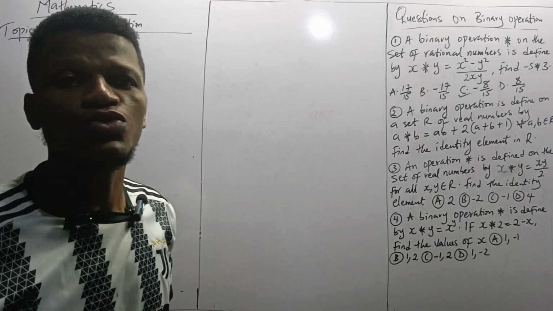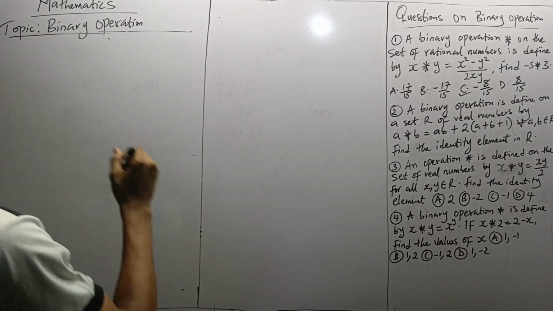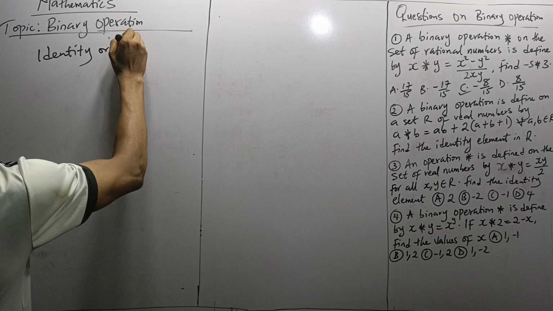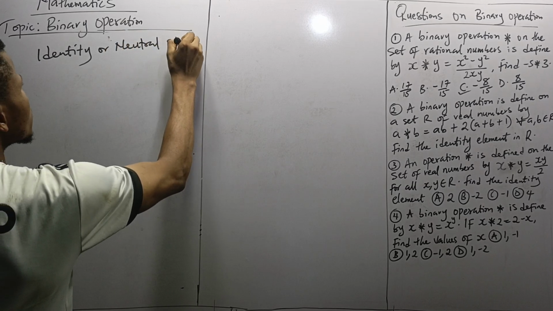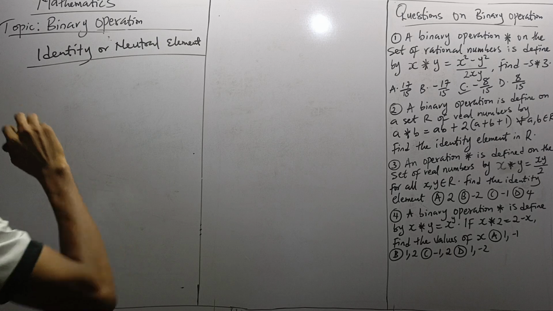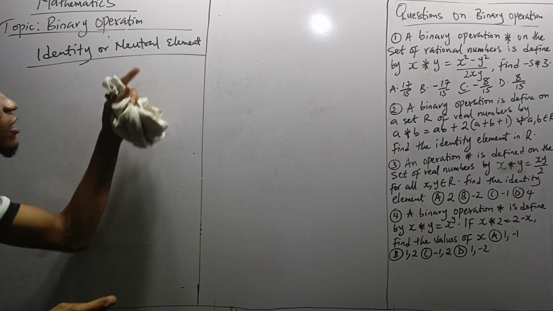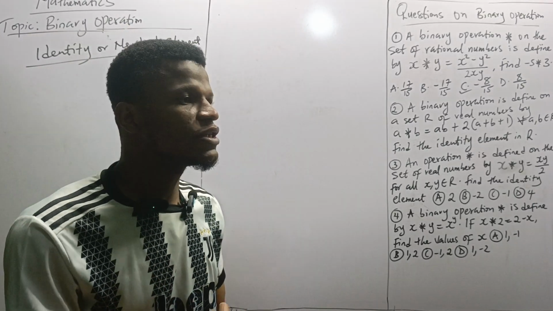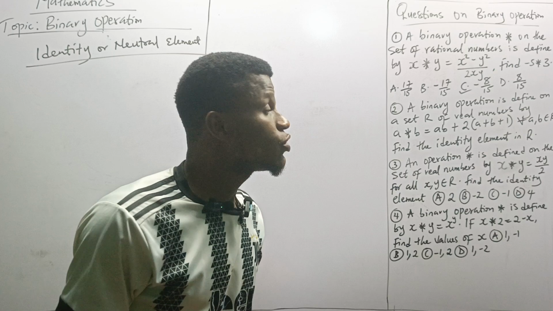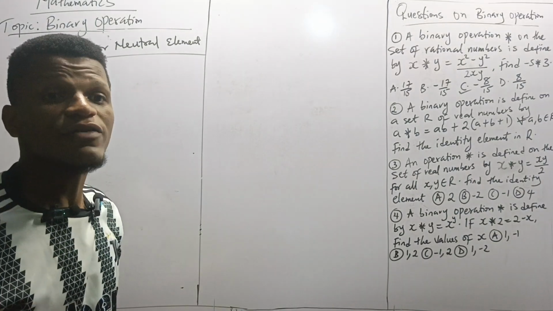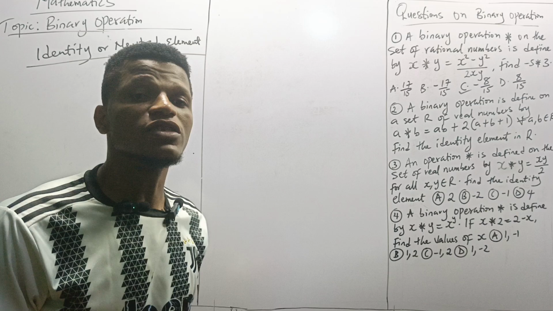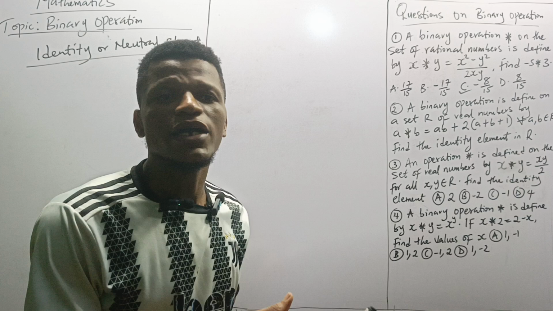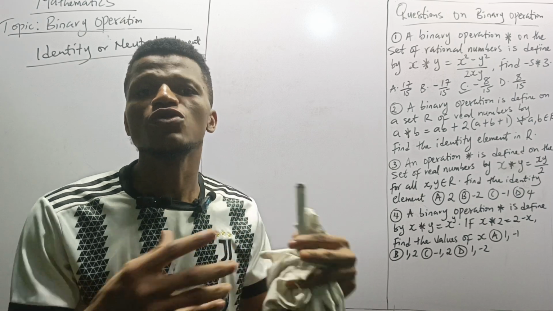All right, so we are going to continue with identity or neutral element in binary operations. So our central analysis is identity or neutral element. Now, to understand this element, we need to focus more on the word neutral, because neutral is that which has no effect. The identity or neutral element, whenever it is found in a certain set, is always unique, and whenever it combines with any element under any operation, it has no effect on it.